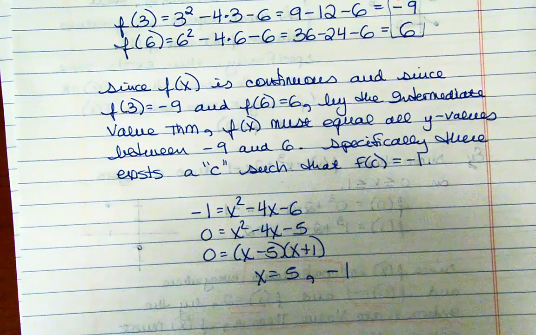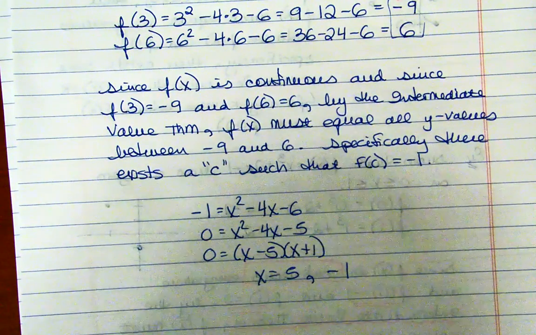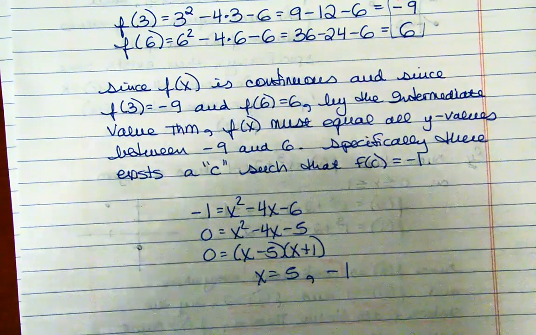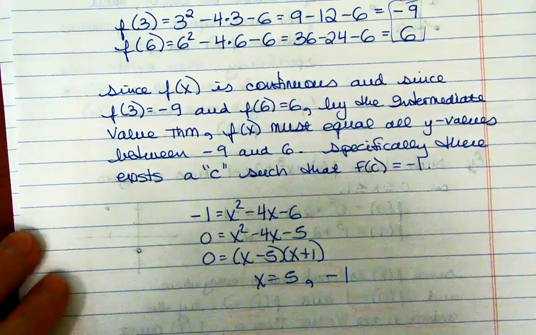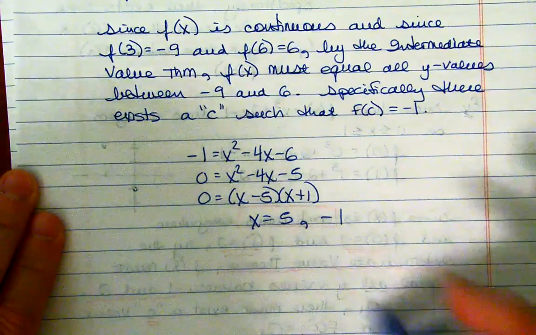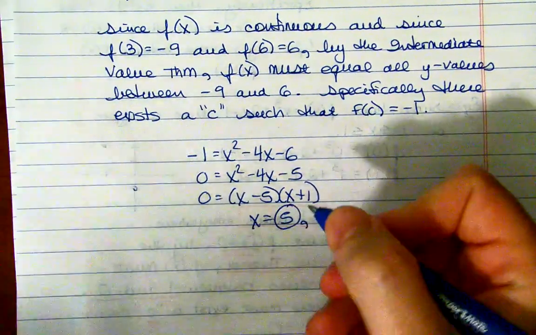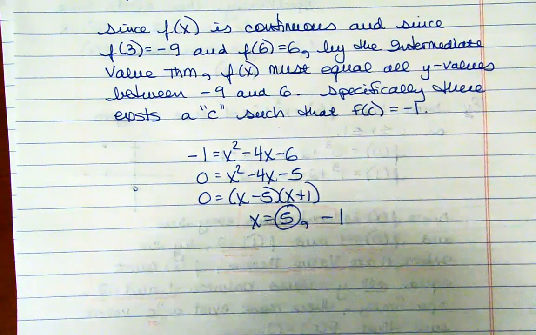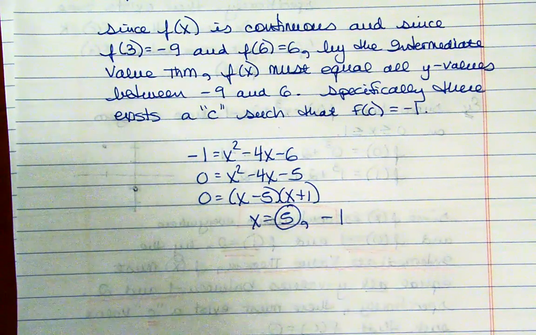However, I don't actually care about both of them. It's nice that there were 2 places, but it didn't have to be 2 places. I just knew that 1 place was going to happen. I was just looking for x values between 3 and 6. I found 2 of them. This is the one that my intermediate value theorem guarantees. The negative 1 is just an extra little bonus.